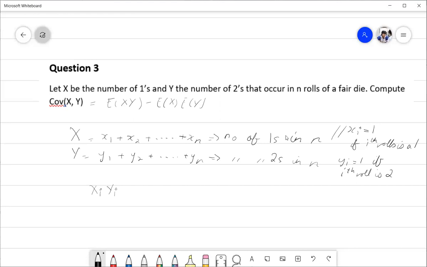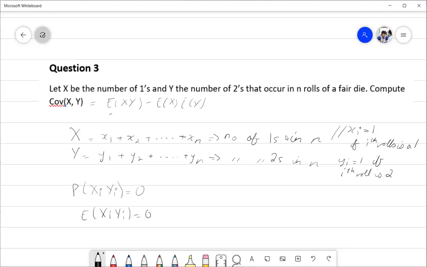In my mind, I know for a fact that this has to be 0. This cannot be possible at all because this is one die roll, and we are talking about the result of one die. On the ith roll you can either get a 1 or you can get a 2. You cannot get both at the same time on the same ith roll. So I know for a fact that the probability of XiYi has to be 0. So this implies that the expectation of XiYi is 0, right?